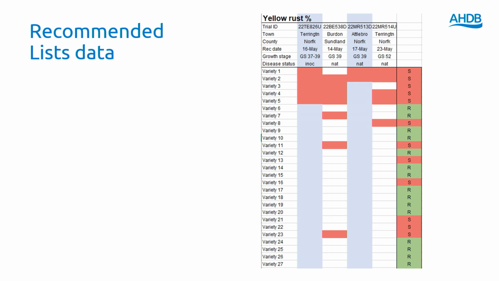So that's data where disease symptoms are collected prior to growth stage 55. And in 2022, there were 4 RL trials where this data was collected, so 3 in Norfolk and 1 in Sunderland. And I've anonymised the varieties, and also I've taken out the data, but wherever there's a red square next to a variety, that means that that variety had more than 5% disease, and that's the threshold. So if a variety has more than 5% disease, it's classified as being susceptible. That's the threshold that we use.